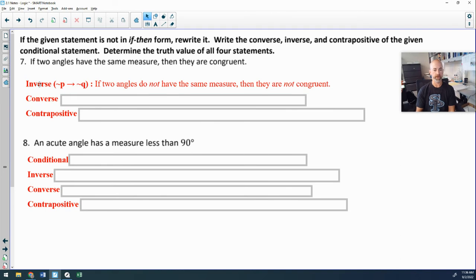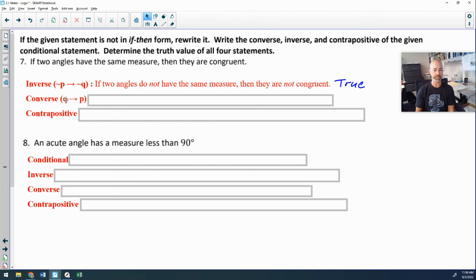All right. The inverse is not P, then not Q. So if two angles do not have the same measure, then they are not congruent. So we just took the same statement, we just inserted nots. That's what the inverse is. Now, is that a true statement? If two angles do not have the same measure, they are not congruent? Yeah, that's true. That is indeed true.